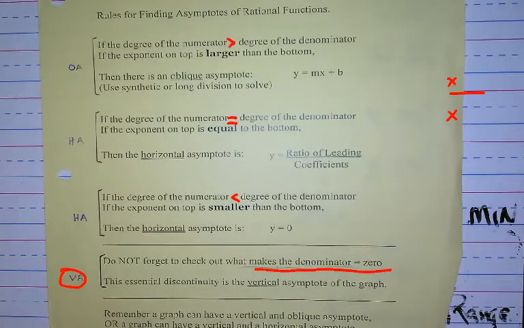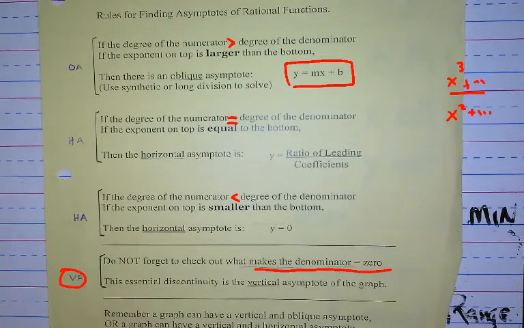That's the deal. So, if the exponent on top is larger, then you're going to have an oblique asymptote. So if I had x to the 3 up here plus something, something, something, and then I had x squared down here plus something, something, something, then I would get a line as my asymptote. So this is a slanted line, right?